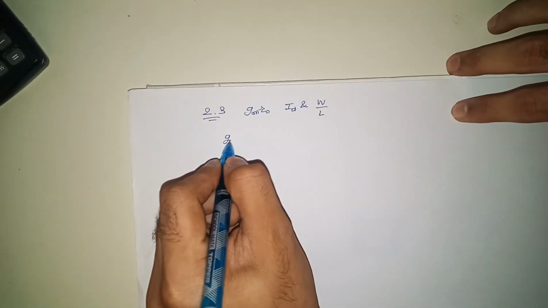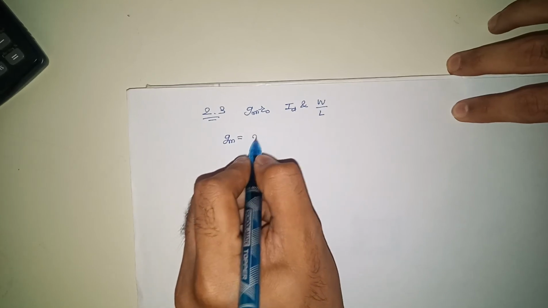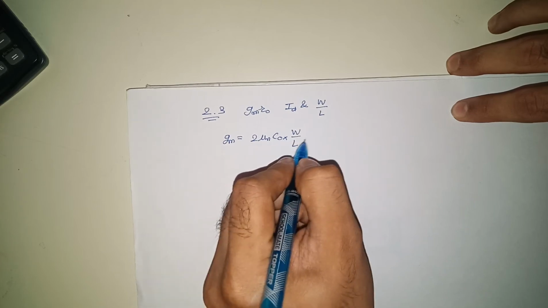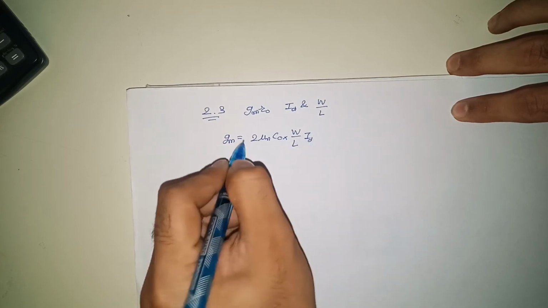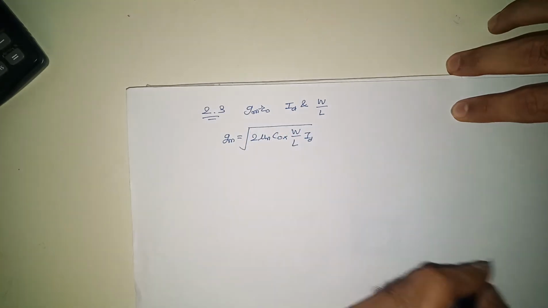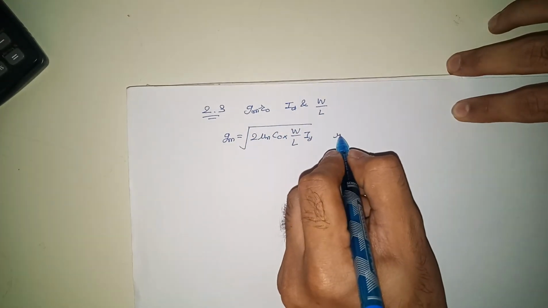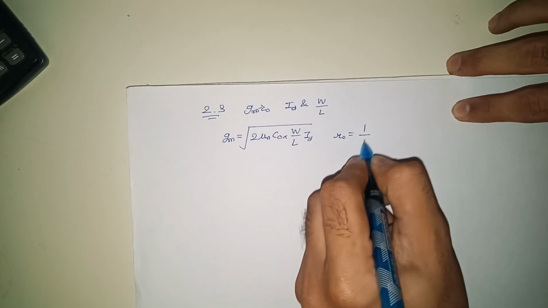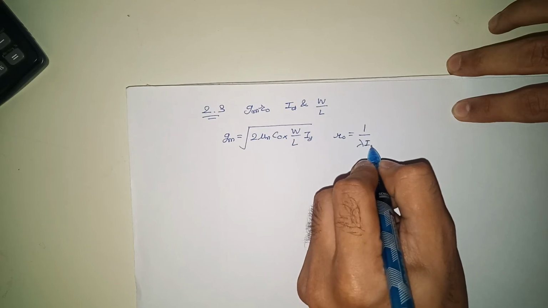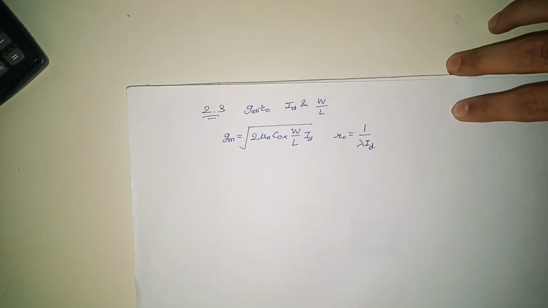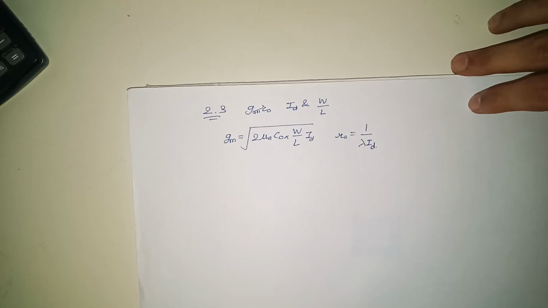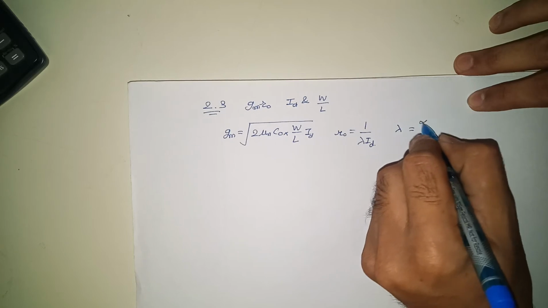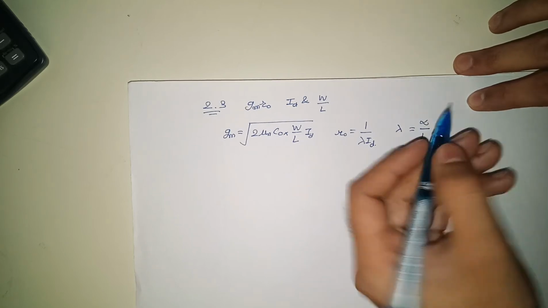Okay, so we know the equation of gm, that is the square root of 2 mu n Cox W over L ID, and ro is 1 over lambda ID. Here we can assume one more thing, that lambda is alpha upon L. Alpha is some constant.